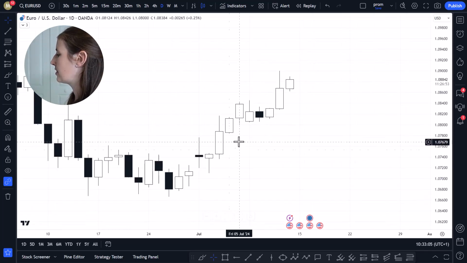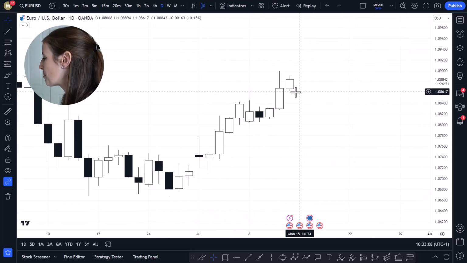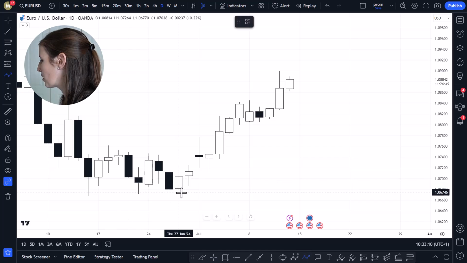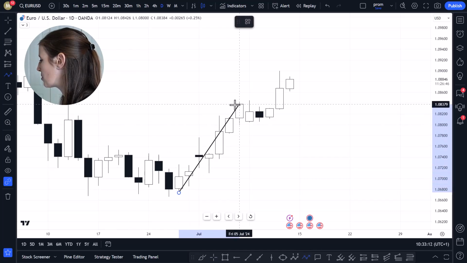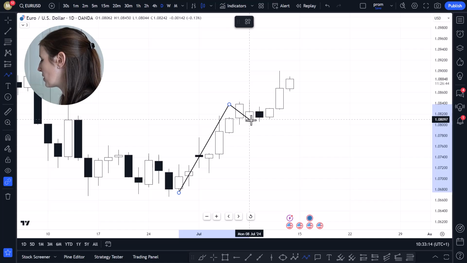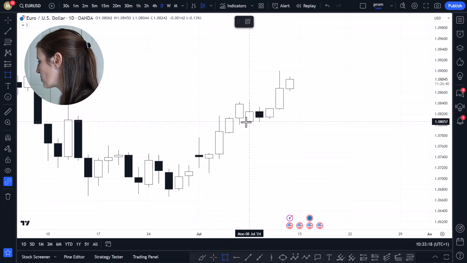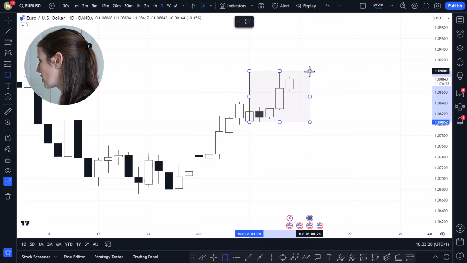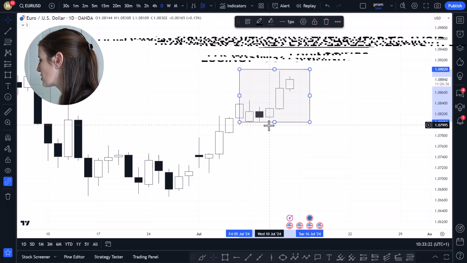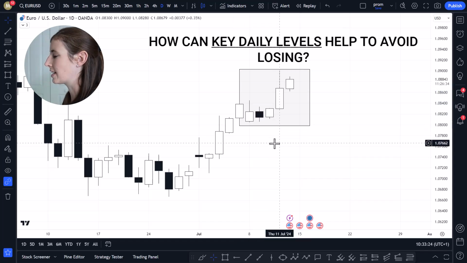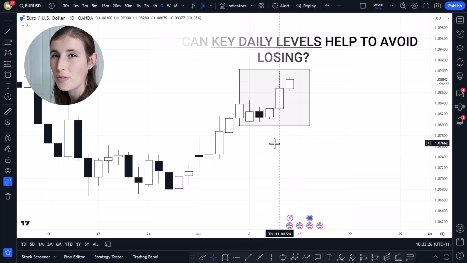Let's take this little area of the chart as an example. I think we can all agree that from the lows here, price has been pushing up. But what about this week? Well, this candle here is the Monday. Let's look at this week just gone, Monday to Friday. How can we use these key levels to help avoid taking losers? Well, they tell us a lot of information.